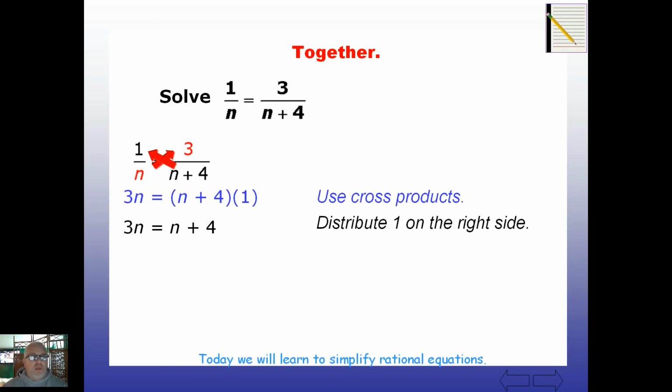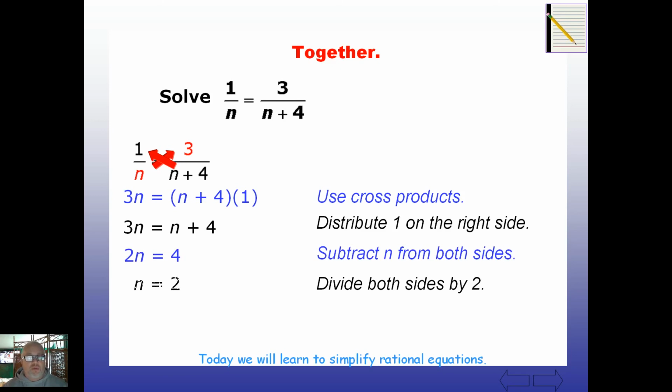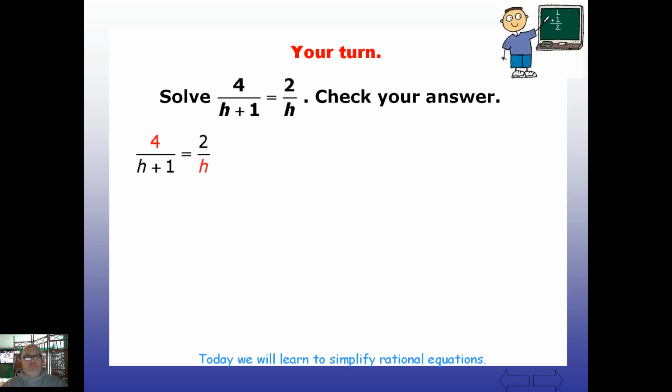Which is the smaller version of n? 3n or 1n? Well, obviously 1n is. Let's go ahead and subtract n from both sides. And we know that 2 times something is 4, and that something has to be, of course, the number 2. So n equals 2. Good. All right, try this one on your own.